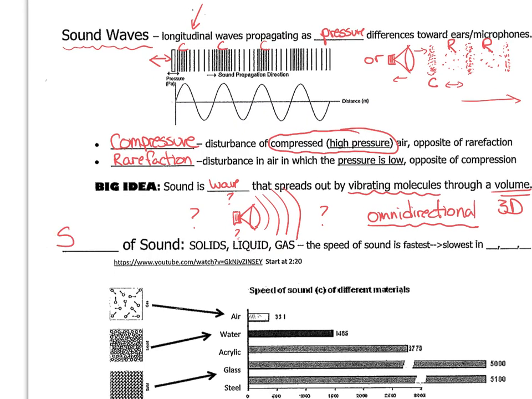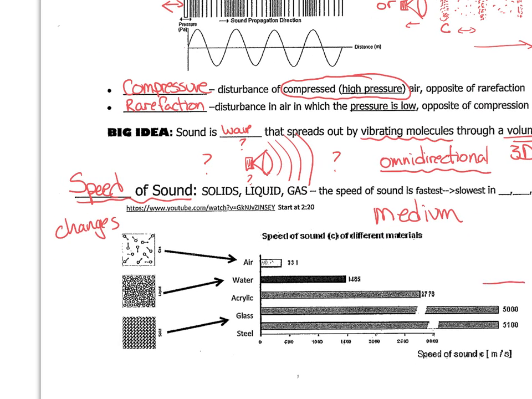So let's talk about the speed of sound. The speed of sound waves is variable. It changes. It's not a fixed number. And it is determined by the medium. And what we mean by the medium is what's carrying the sound wave. Sound waves can travel in solids, they can travel in liquids, or they can travel in gases.